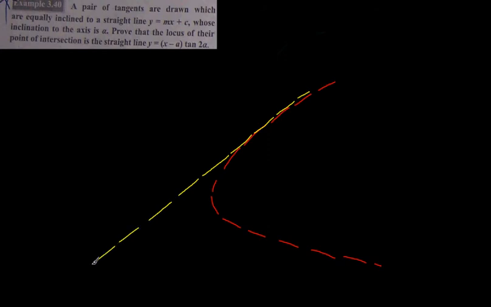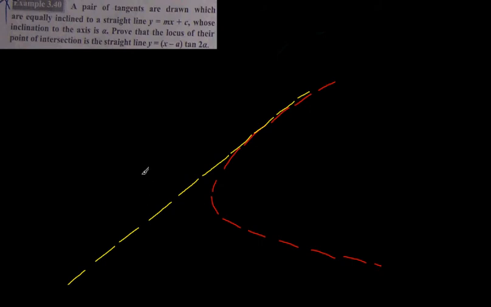Hello. Before getting into these questions, let me first ask you one question. It's a fundamental of parabola. Let's assume we have a parabola over here. This is a typical parabola, and we have two tangents on it. One is this one, and another is somewhere here.